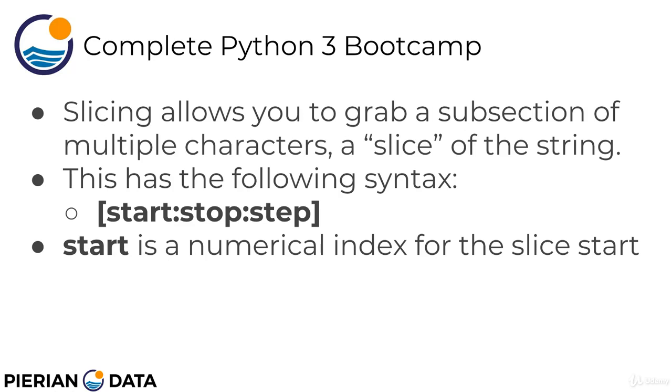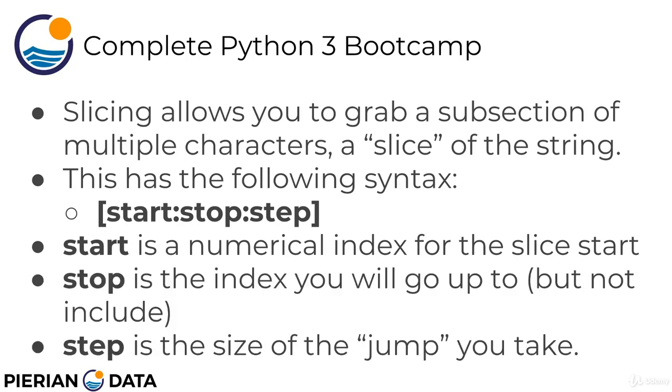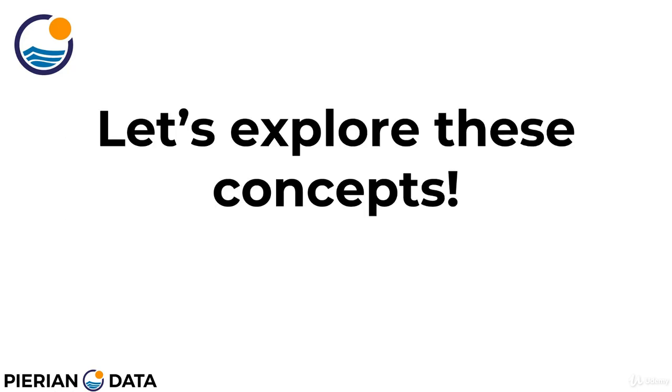Start is going to be the numerical index of the slice start. Stop is going to be the index you will go up to, but not include. So that's an important note there, and we're going to really focus on that in the examples we'll see in just a bit. And then step is the size of the jump you take from start to stop. Okay, so let's explore all these concepts. They're going to make a lot more sense when we actually see the code examples. Let's hop over to a notebook.